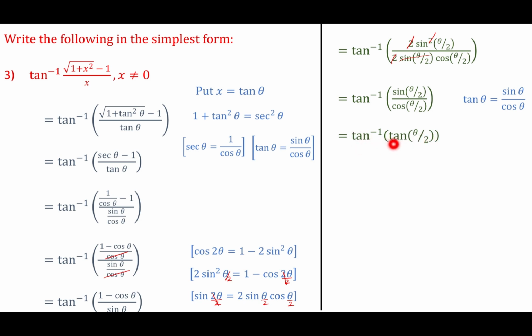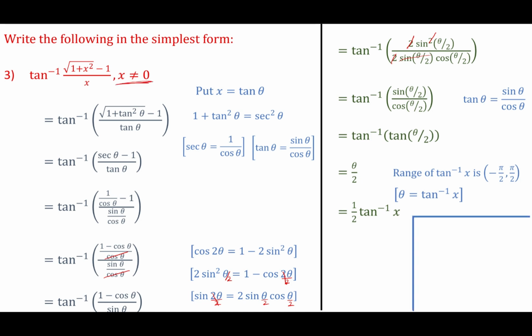Now I can cross out this tan inverse and tan, but this theta by 2 must lie in the range of tan inverse, which is negative pi by 2 to pi by 2. So here tan inverse is gone. The remaining part is theta by 2. Whereas theta, from the considering part, theta is tan inverse x. So it will be 1 by 2 tan inverse x. In place of theta, I wrote tan inverse x.